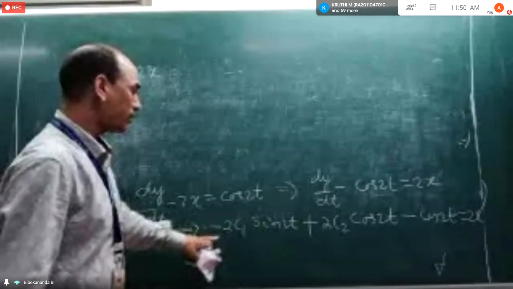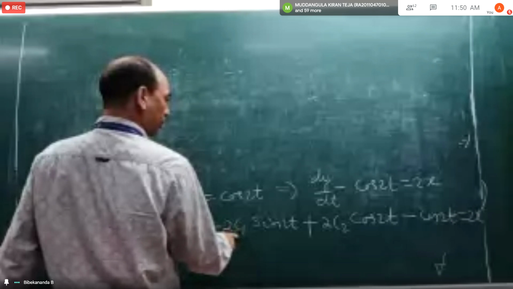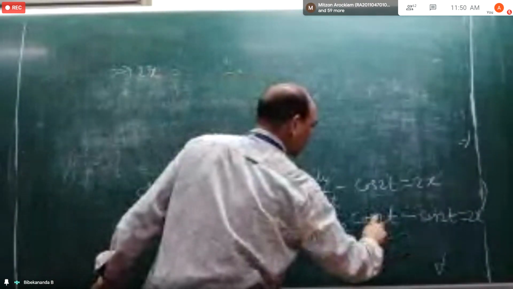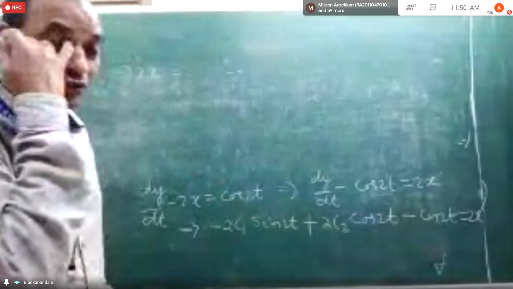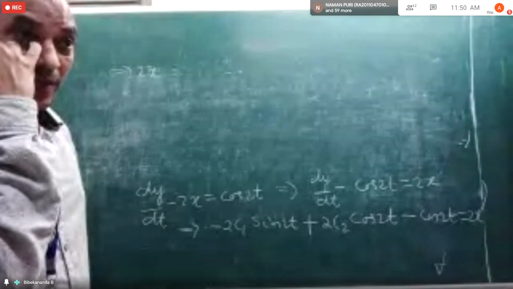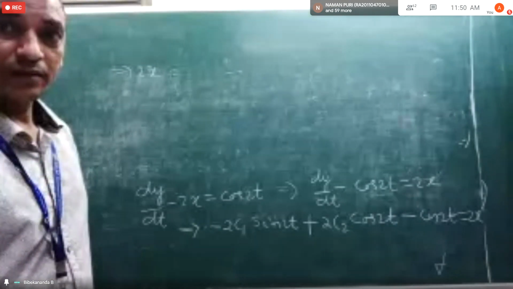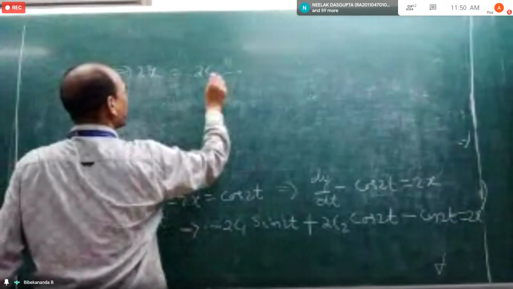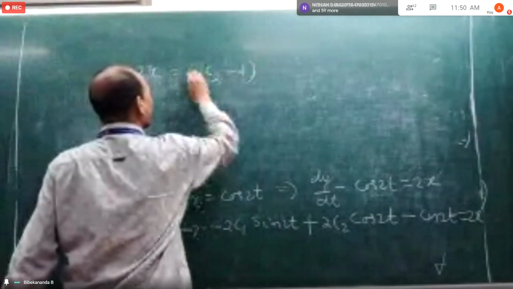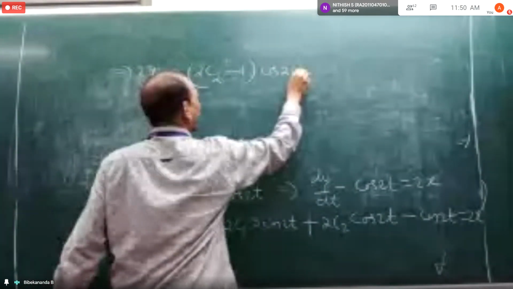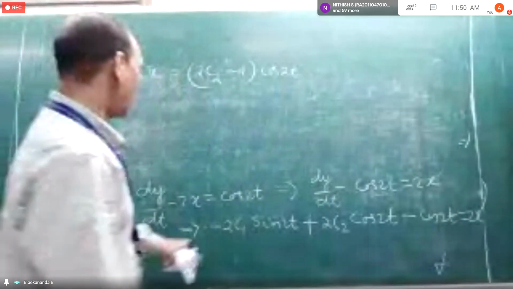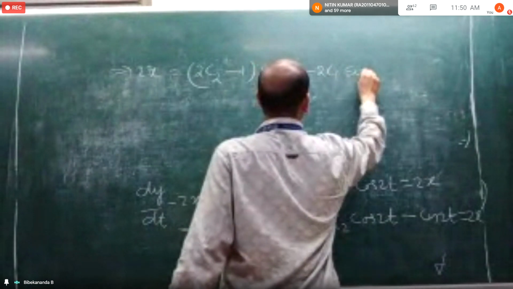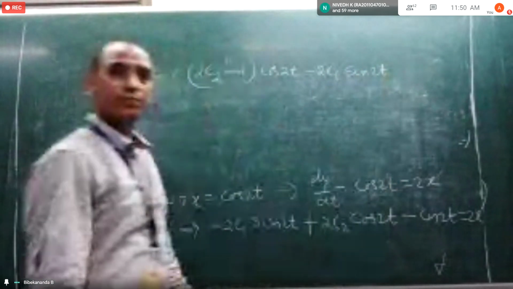2 is common. So we will put this one first because this is positive. So cos 2t has two terms. Coefficient of one cos 2t is 2C2 and coefficient of another cos 2t is what? -1. So if we write together, we will have -1 of cos 2t. Then what will be the next term? -2C1 sin 2t.